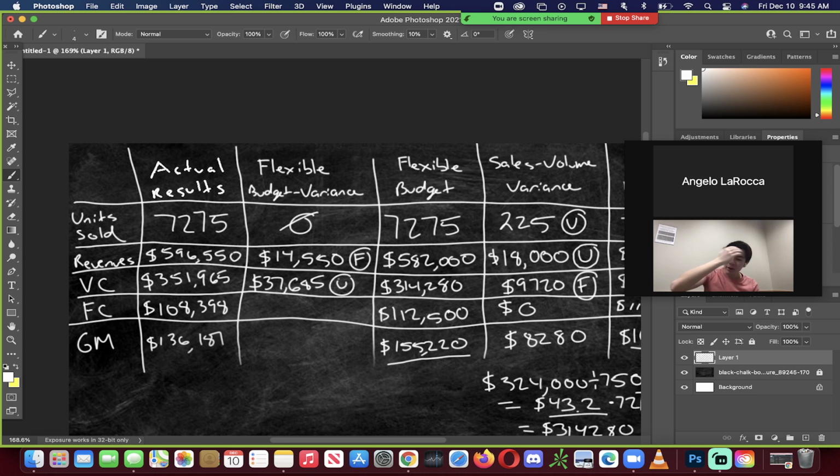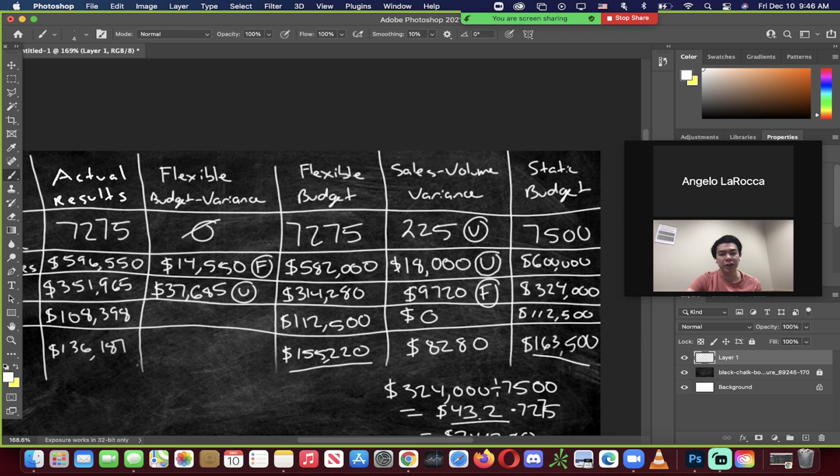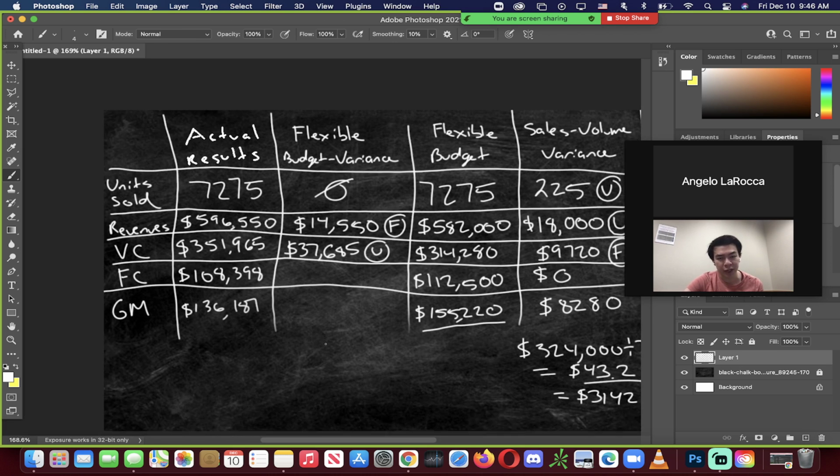And then finally, we have the fixed costs, right? Now there is a change here. You can see that there's a difference. The reason why this is the case is because of a contract dispute, stuff like that, which is very minute stuff. All you gotta know is that from a flexible budget to actual results, the fixed cost can change occasionally by a little bit. But between flexible budget and static budget, those fixed costs will never change.